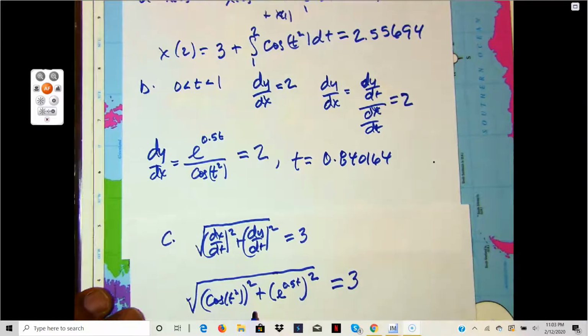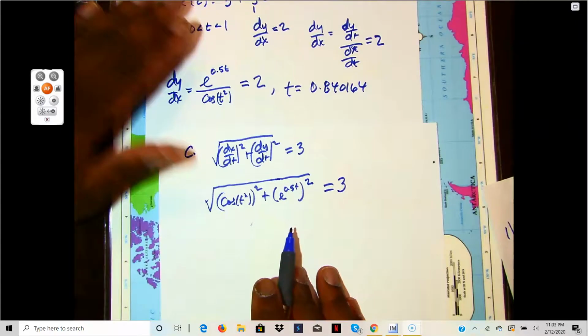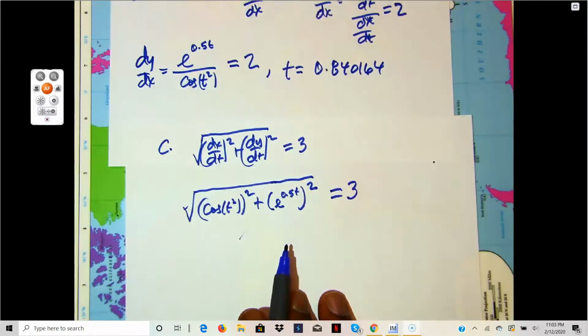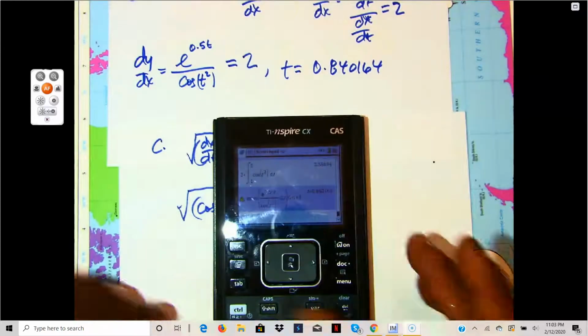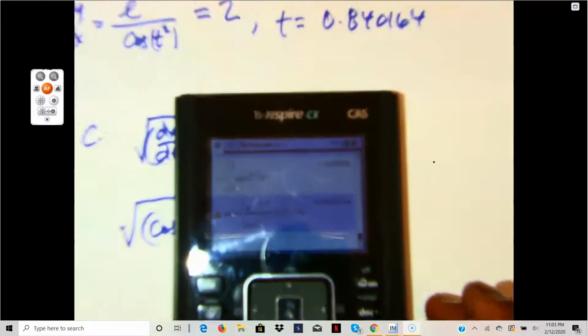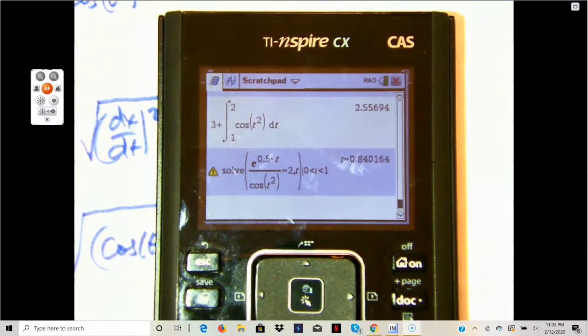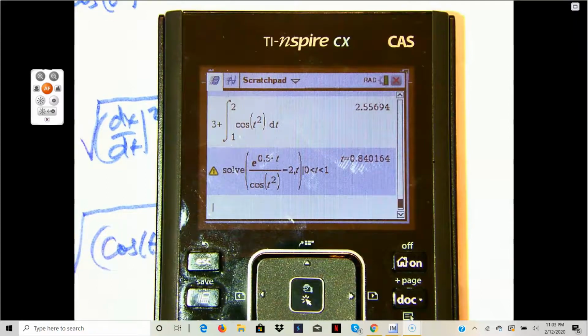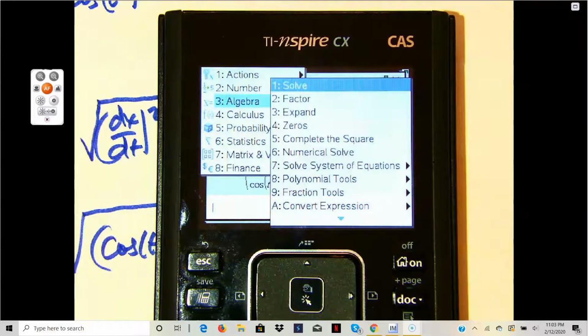Now, because we're solving for t, we're going to do the algebra solve again, just like we did on the last one. Calculator. All right, I guess it's clear enough. So we're going to go Menu, Algebra, Solve.